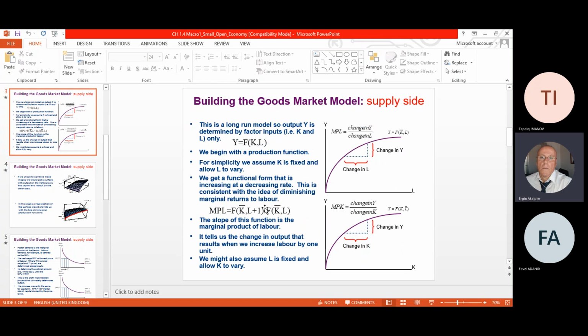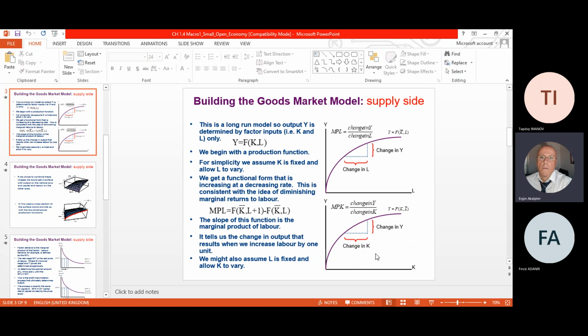Now if this is the capital, then you may say F of K plus 1, comma L, will be subtracted from F of capital and labor, which means you are changing the capital a little bit, by 1 unit. Then these differences will give you the marginal productivity of capital, as indicated in the lower part of this figure.